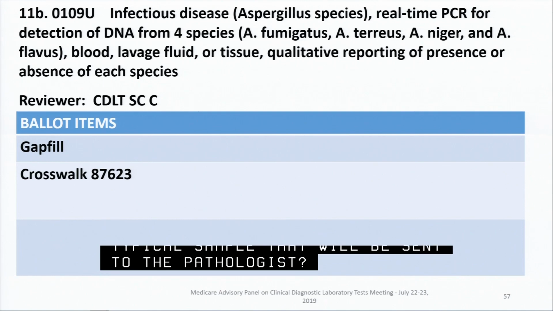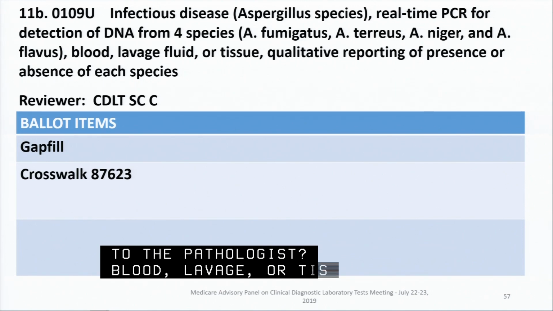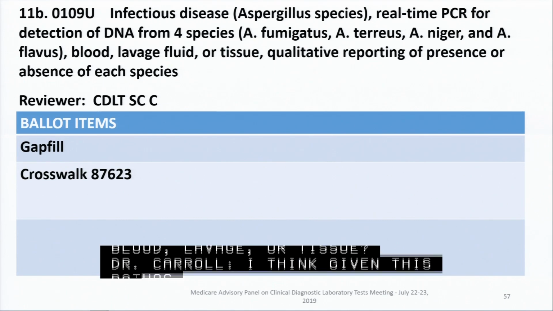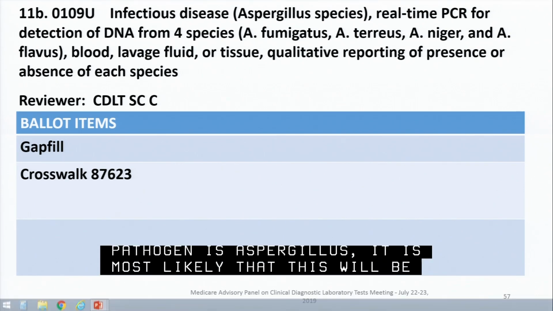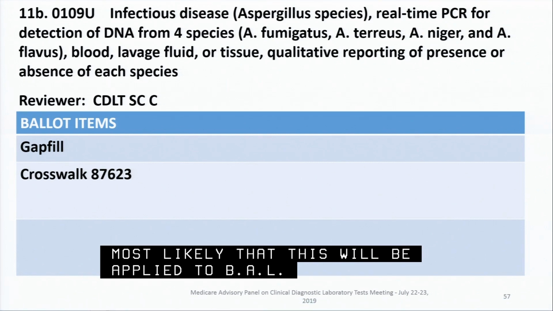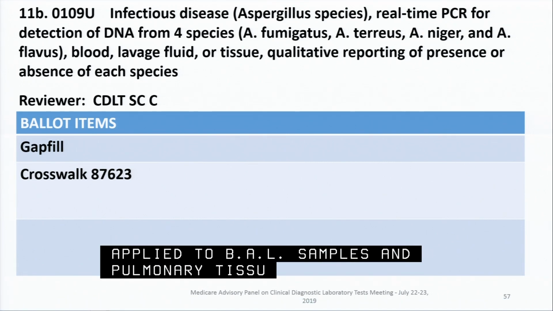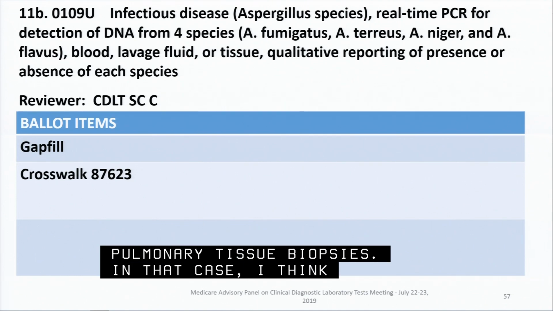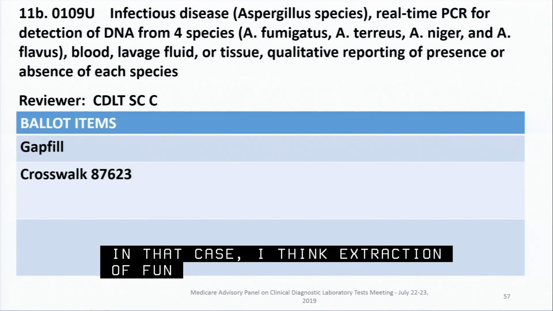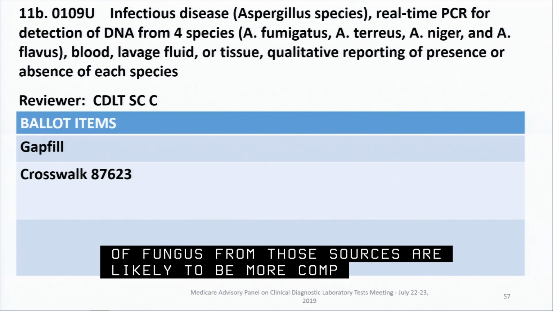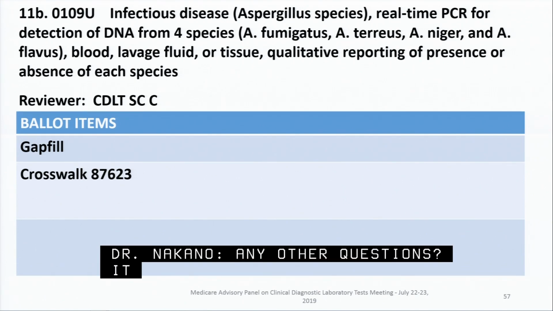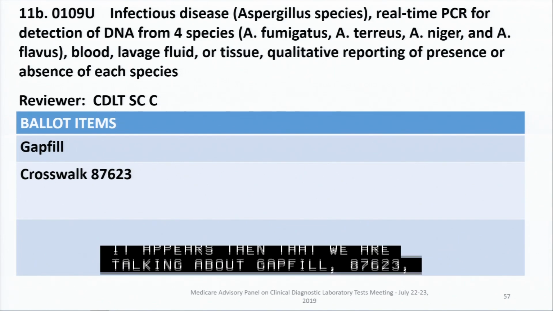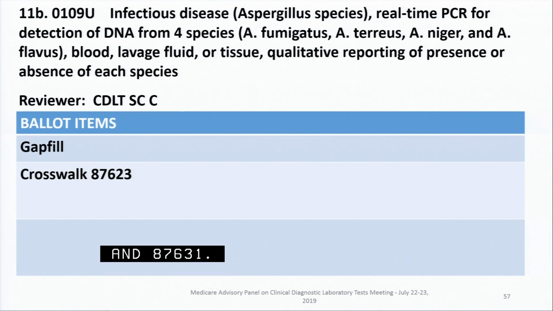Dr. Carroll? Yeah, so I think given this pathogen that we're talking about is Aspergillus and infrequently is a cause of fungemia, it's most likely that this will be applied to BAL samples and pulmonary tissue biopsies. In that case, I do think extraction methods for fungus from those sources are likely to be a little bit more complicated than a standard blood assay. Any other questions? So it appears then that we are talking about gap fill, 87623 and 87631. So please cast your vote.